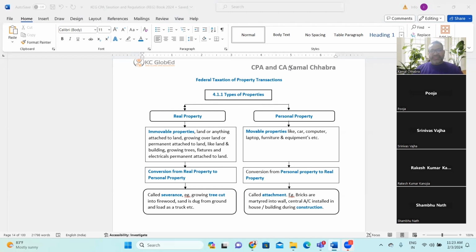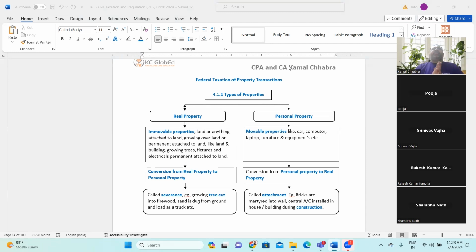How? For example, if... Yeah, please, carry on. Yeah, Srinivas sir, go ahead, please. If the real property is used for business purposes, then it becomes a business property, and if it is used for self purposes, then it becomes a personal property actually. No, sir. Yeah, Pooja, what is your answer? My answer was, for example, growing trees. If I cut them and use their timber and all, then that would be a part of personal property.